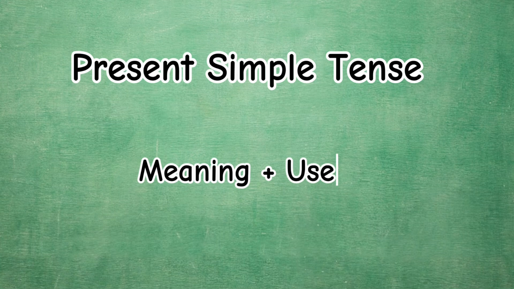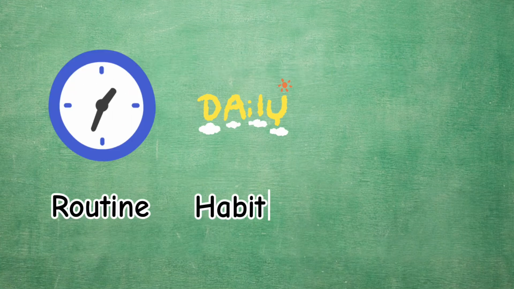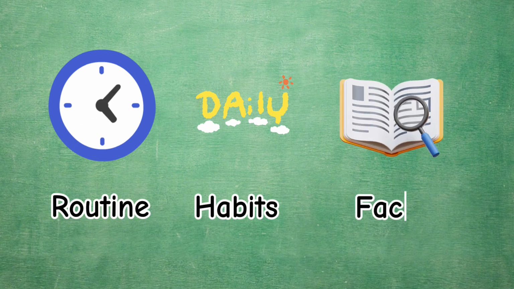Present simple tense, المضارع البسيط, meaning and use, المعنى والاستخدام. We use it for 3 main things: routine, habits, and facts. So first, let's start with routine.